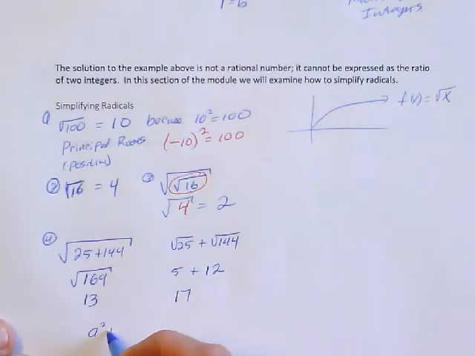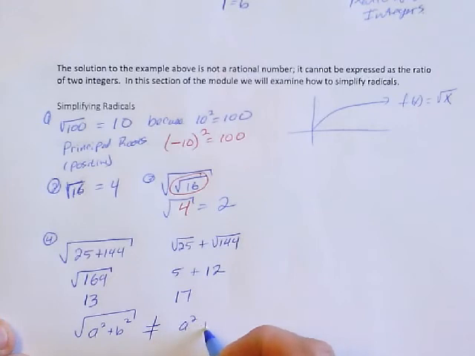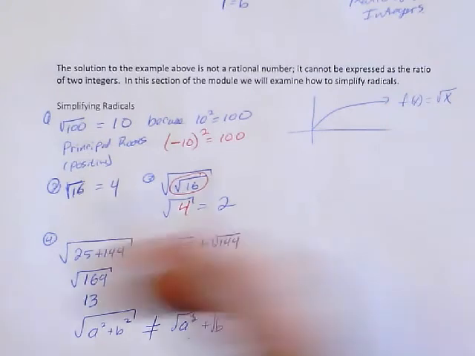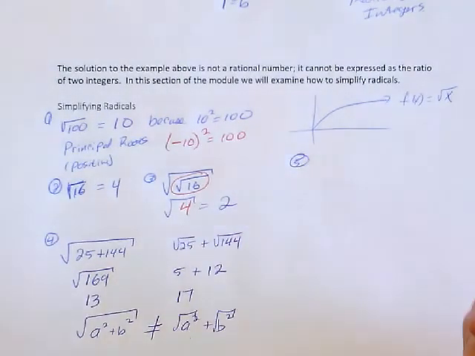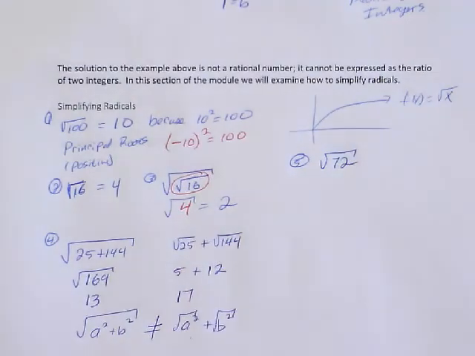So the moral I'd like you to take away from this is that the square root of a squared plus b squared is not equal to the square root of a squared plus the square root of b squared individually. This is important. All right. Now, what do you do when you have something that's not a perfect square, like the square root of 72?